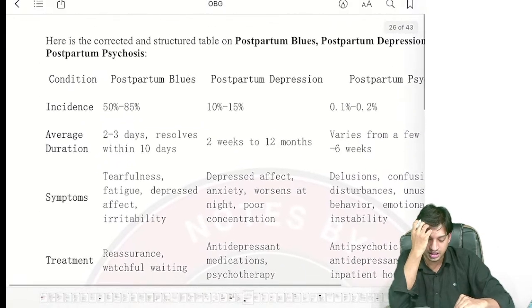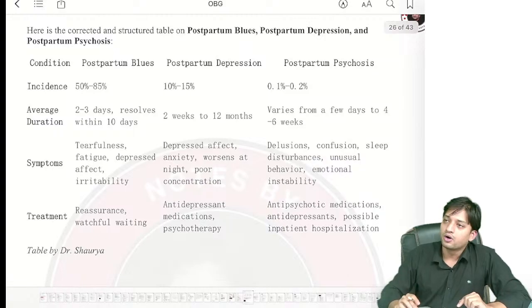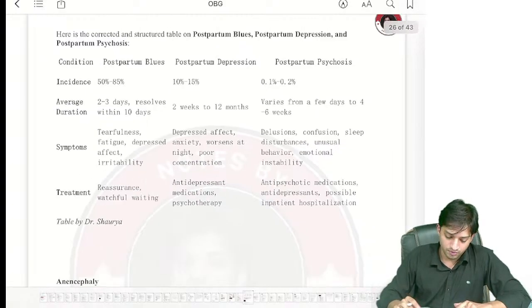I'm talking to the technical team for the screen issue. Screen is not clear. Just please check for once.